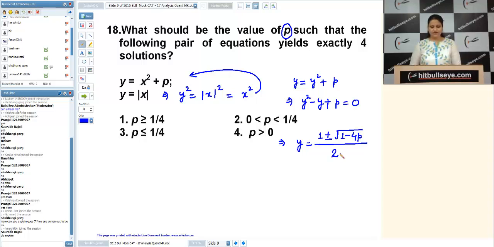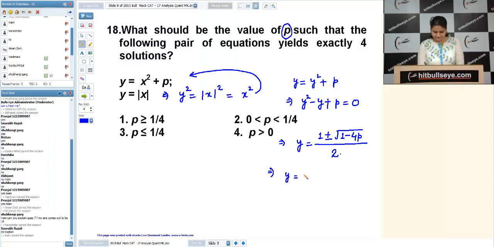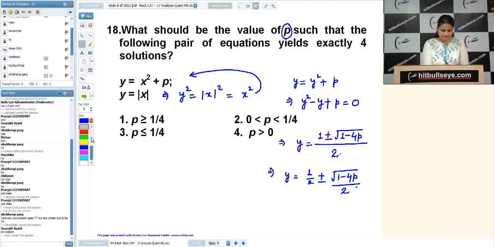Now we could go by options. That is the thing we could do. Otherwise, what is y's value? It will be half plus minus square root of 1 minus 4p divided by 2. Now I think this is very easy. We could go by options. Since the discriminant should be more than 0, greater than 0. Yeah, still any problem in this? We can take this discriminant. It should be more than 0, which is 1 minus 4p.